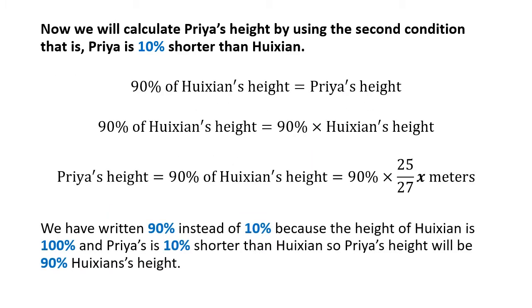Now we will calculate Priya's height by using the second condition, that is, Priya is 10% shorter than Huixian. So 90% of Huixian's height equals Priya's height. To calculate 90% of Huixian's height, just multiply 90% by Huixian's height as shown. We have written 90% instead of 10% because the height of Huixian is 100%, and Priya is 10% shorter than Huixian, so Priya's height will be 90% of Huixian's height.